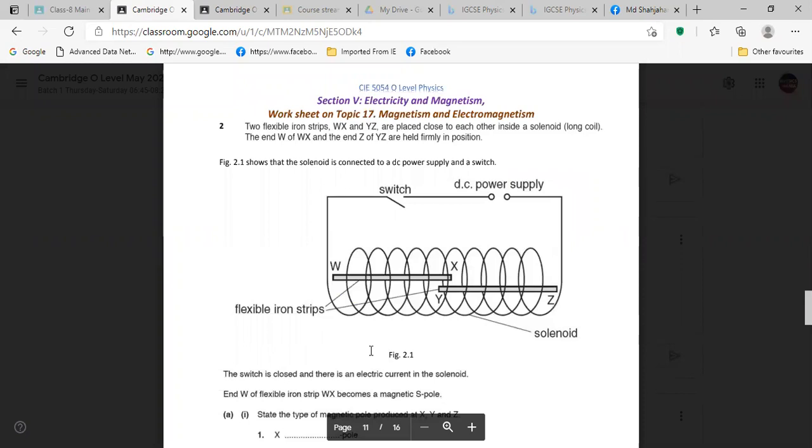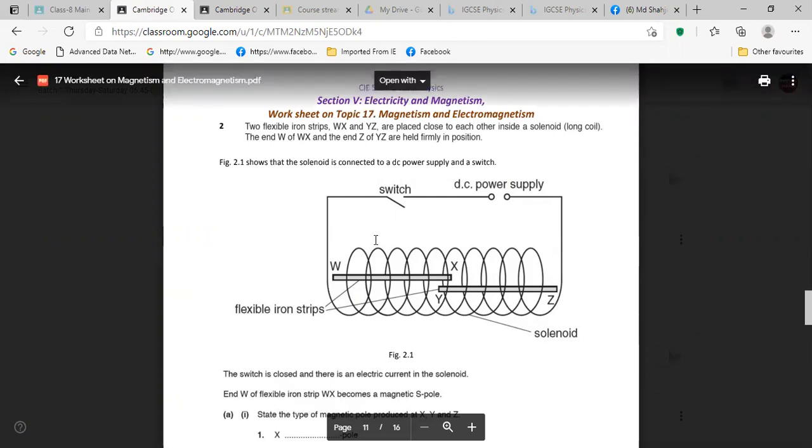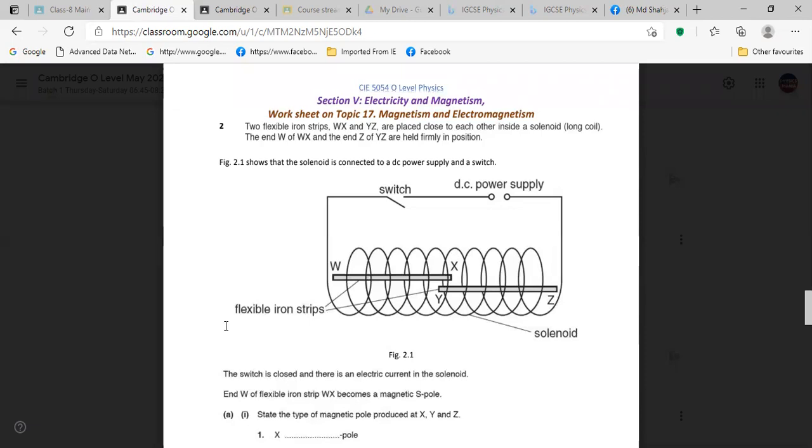Yeah, Farabi, read. The flexible iron strips WX and YZ are placed close to each other inside a solenoid long coil. The end W of WX and the end Z of YZ are held firmly in position. Figure 2.1 shows that the solenoid is connected to a DC power supply and a switch. The switch is closed and there is an electrical current in the solenoid and W of flexible iron strip WX becomes a magnetic S pole. State the type of magnetic pole produced at X, Y, and Z.